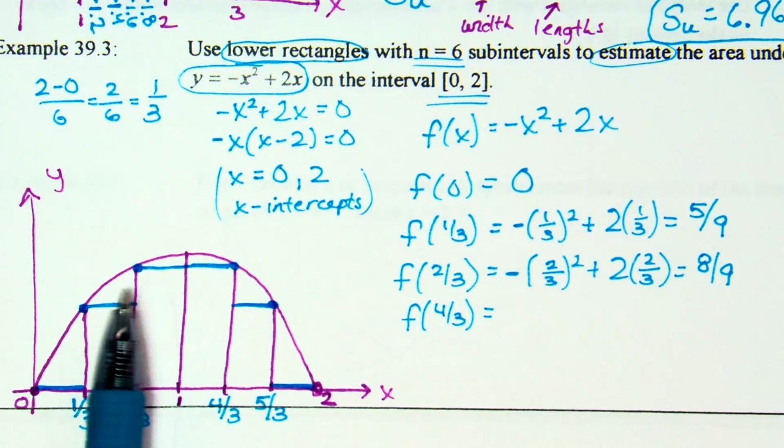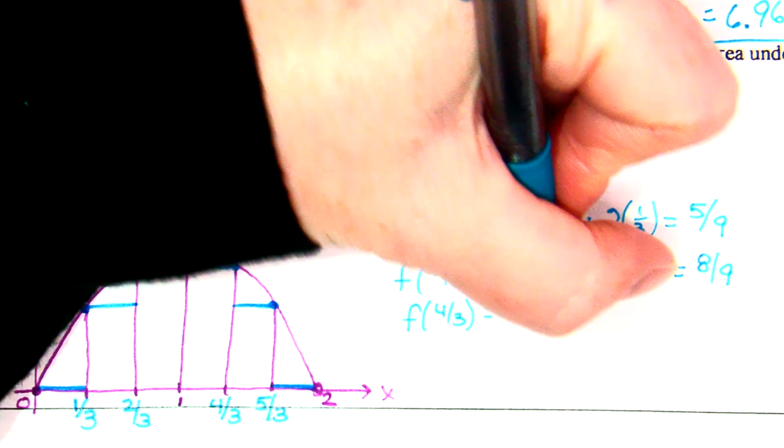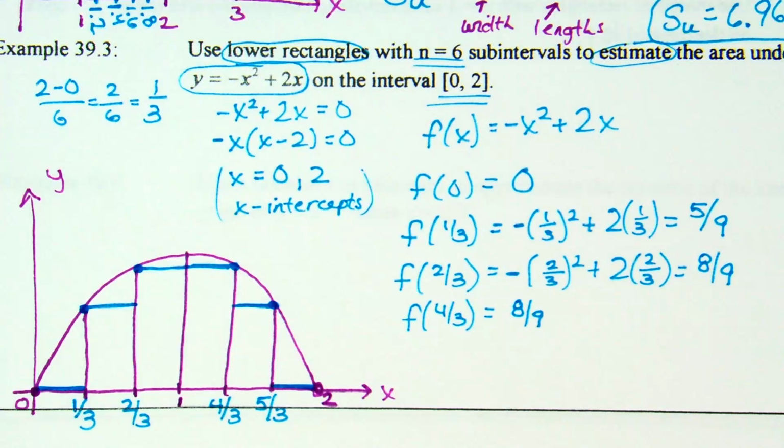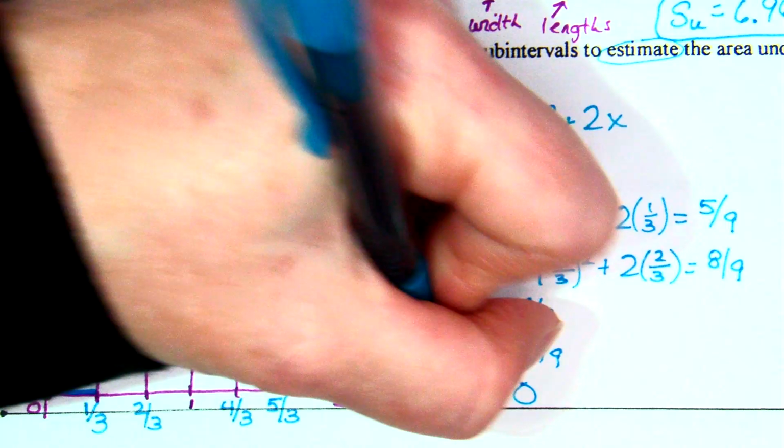Why? Is this symmetric? Can we assume some symmetry here? Yeah. On my drawing, I get it. But think about it logically. We're at the halfway point between 0 and 2. There's got to be a vertex there. Okay. So what's that mean about f of 5/3? 5/9. And we already figured out that f of 2 is going to be 0.